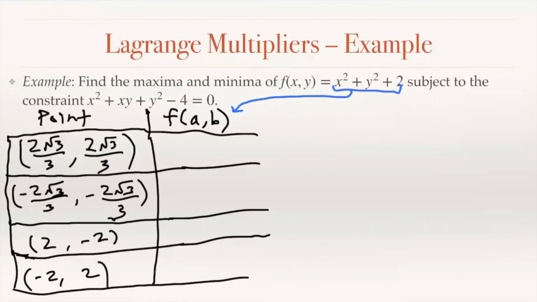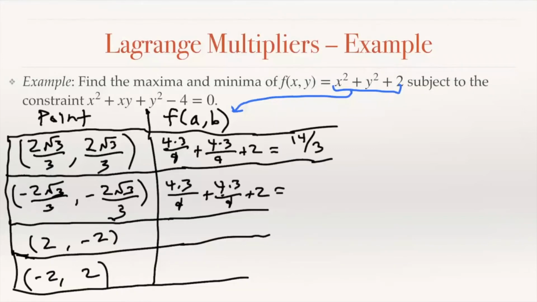So we found these 4 points. And now what we do is we make a table and just plug each of these points into our f. Each of these points is one of our candidates for the minimum or maximum of f subject to this constraint. And plugging this into f, for the first point, we have 4 times 3 over 9 plus 4 times 3 over 9 plus 2 is 14 over 3. And similarly, this point also achieves 14 over 3.